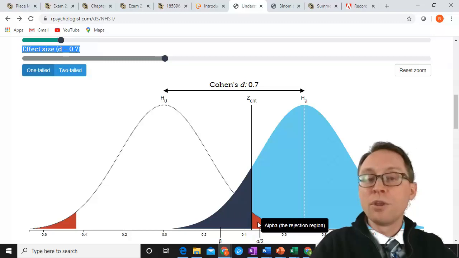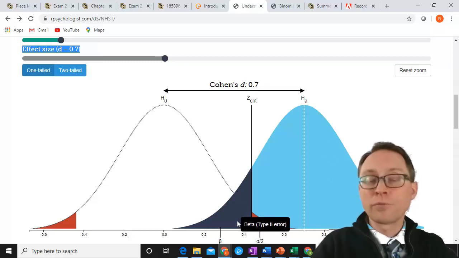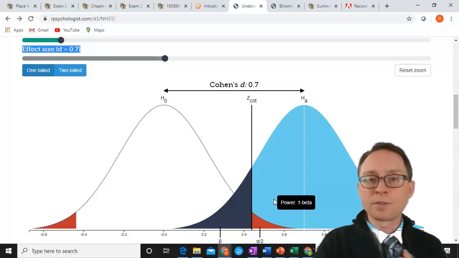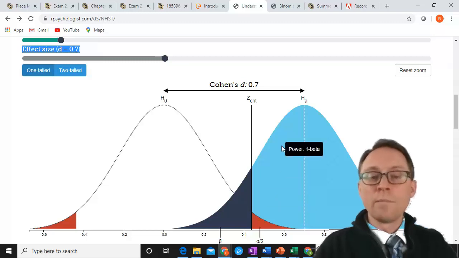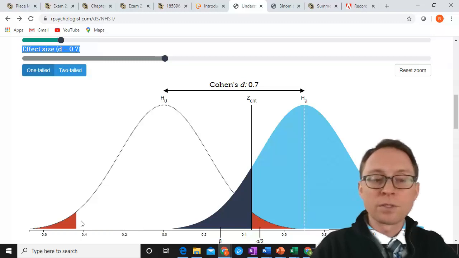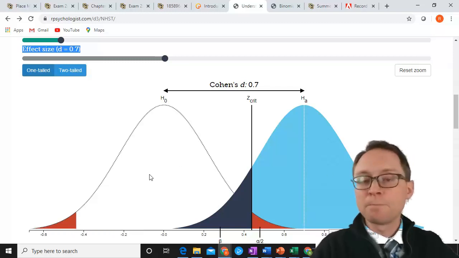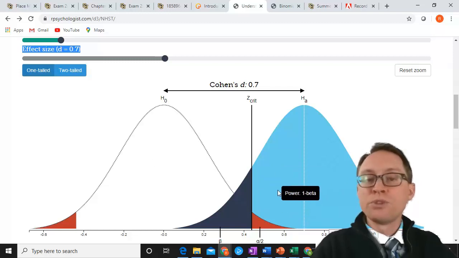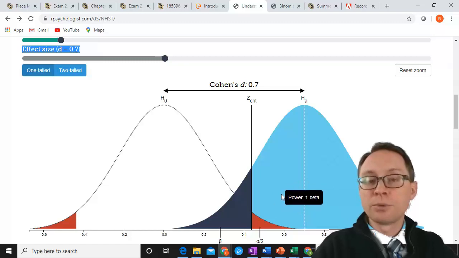Alpha is on the null hypothesis curve. Beta is on your alternative hypothesis curve, right? Power is 1 minus beta. It's all the rest of the curve when the null hypothesis is not true, that is, when the alternative hypothesis is true. 1 minus alpha is all of this other stuff over here, right? All this stuff in the middle. We want our scores to be in here. We do not want to make a type 1 or a type 2 error. We want to have power.